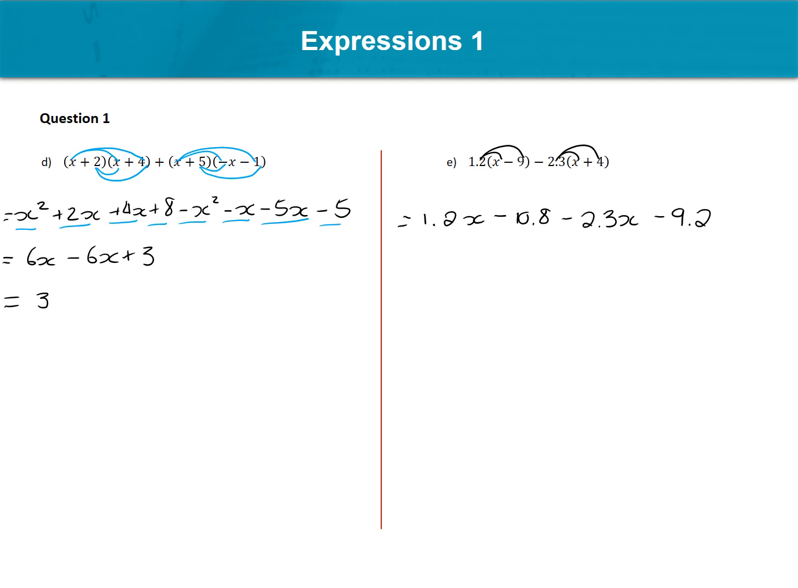Also use your calculator when adding or subtracting these constants. So we have 1.2x minus 2.3x gives you minus 1.1x. And then minus 10.8 minus 9.2 gives you minus 20.